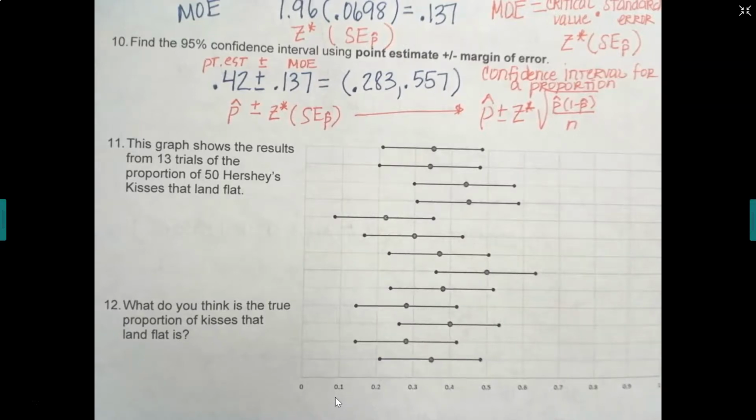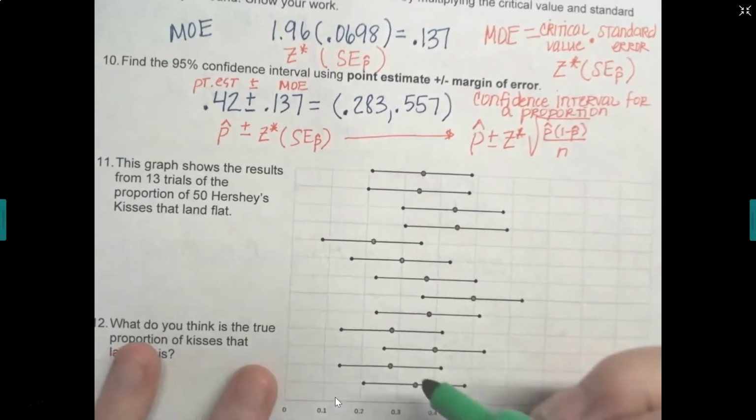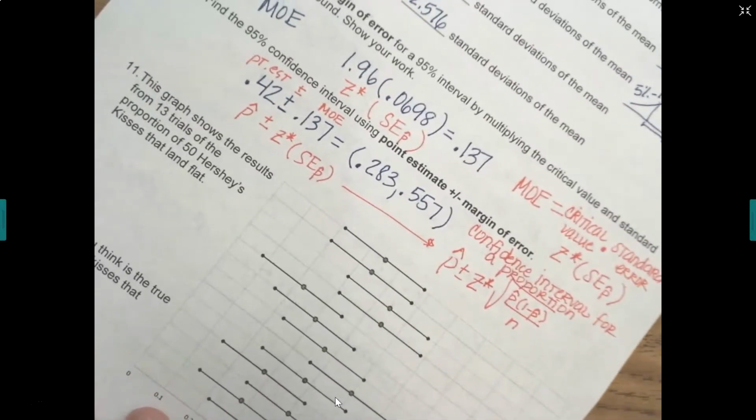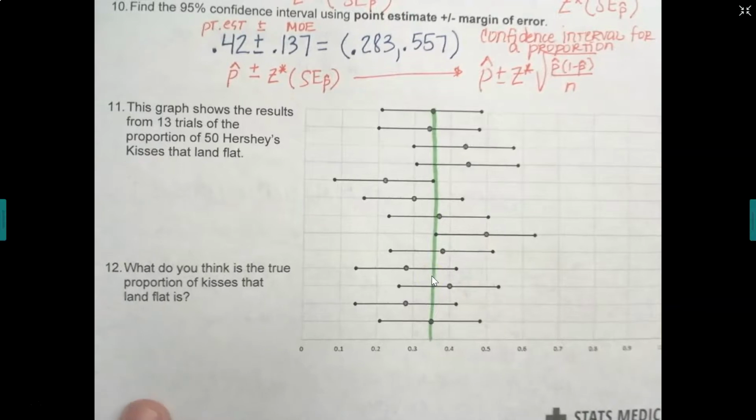And so somebody has actually collected data on many, many samples of people rolling Hershey Kisses and landing flat on their base. And the number that's been released of Hershey Kisses that will land on their base is 35%. So right here at 0.35, let me write this in. This is the true population proportion right there.